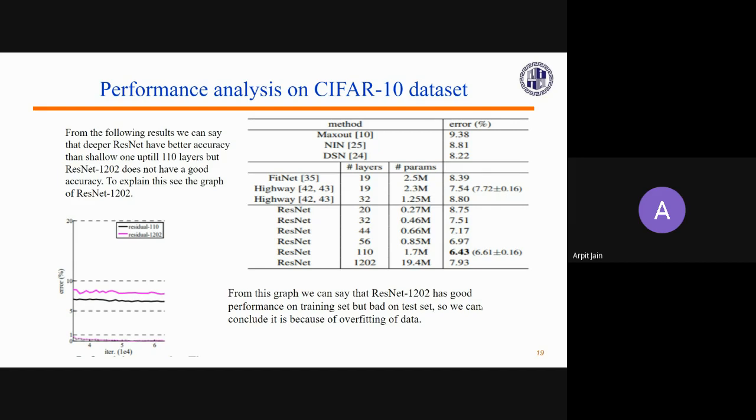As we can check in the diagram, in our graph, the dotted line represents the training error. And as we can see, the training error didn't increase with the number of layers. So from here, we can conclude that the error which increased was because of overfitting.